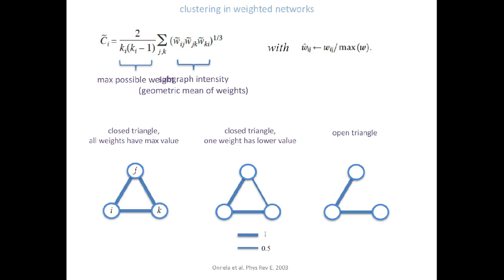Just to make that a little bit more concrete, say we've got a closed triangle here. We've got node I, node J, node K. In this case, all the edge weights are the same and they have the maximum value, so a value of 1. In this case, we have a closed triangle, but these two edges have a max value and this edge is half that, so 0.5. And an open triangle here. So what would we get if we applied this to these three triangles?